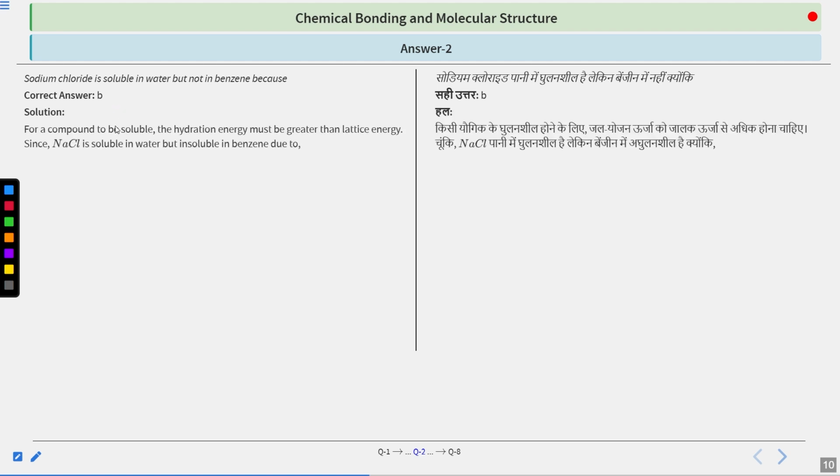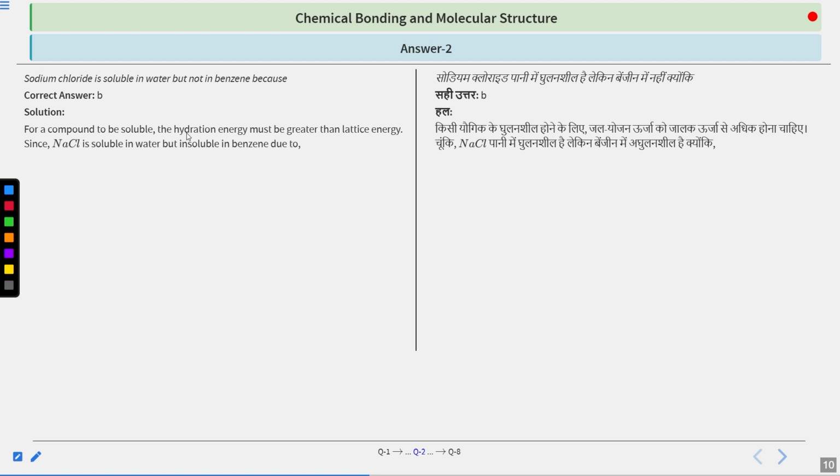Now how will we explain it? So for a compound to dissolve in water, the basic criterion is that the total energy that is being released during hydration or during the solvation process must be greater than the lattice energy. Now why is it so? So basically when you dissolve something in water, if it is polar and the solvent is also polar, like in this case, then what will happen? I'm talking about water.